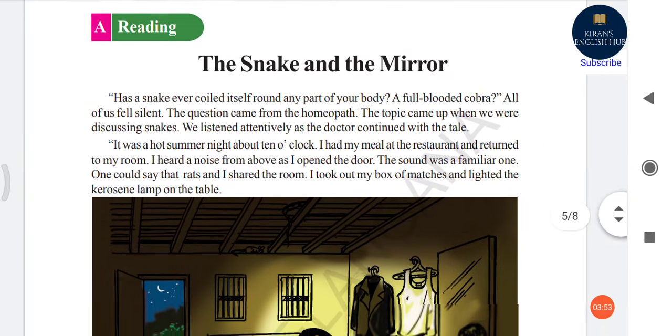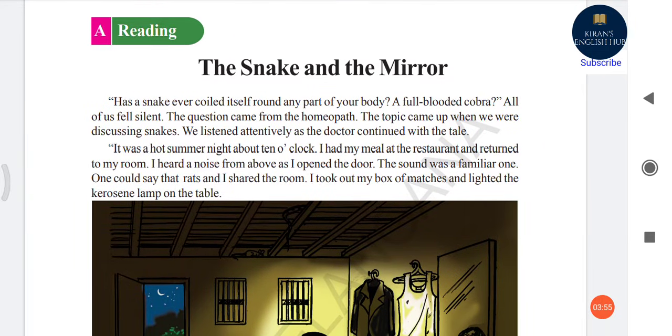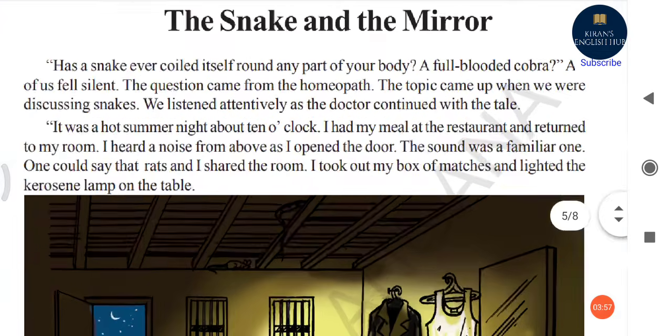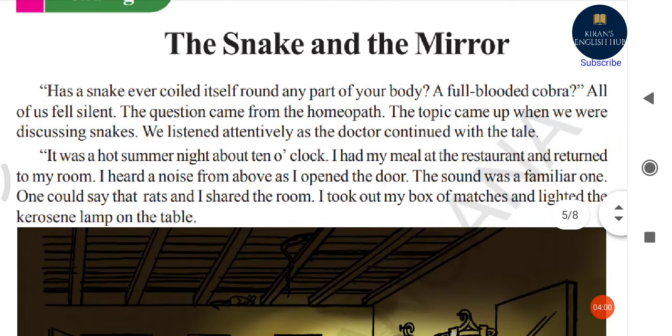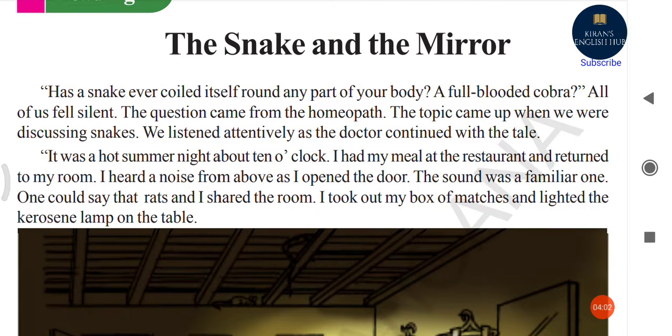So we can see here, reading A, The Snake and the Mirror. Let me zoom it a little bit for you. Has a snake ever coiled itself around any part of your body? A full bodied cobra? The first line is somewhat terrifying. Has a snake ever coiled, in the sense of making a round around something with its body, just like an anaconda? That is called coiling.